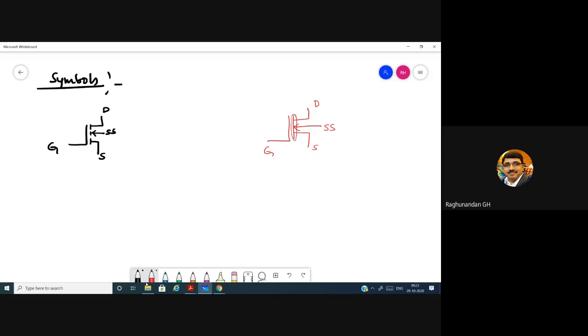Okay, the dotted lines or these gaps indicate that source and drain are not permanently connected. A permanent channel is not present. A temporary channel will be created. So E MOSFET has a temporary channel, but D MOSFET has a permanent channel.